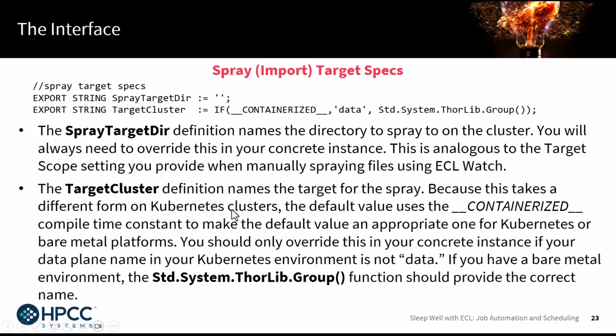And then also we have the target cluster definition, which names the target for the spray. So we have an if condition here because on a Kubernetes cluster, the default value uses the word data as the root folder of your target cluster. You should only override this in your concrete instance if your data plane name in your Kubernetes environment is not data. If you have a bare metal environment, the std.system.thorlib.group function should provide the correct name.